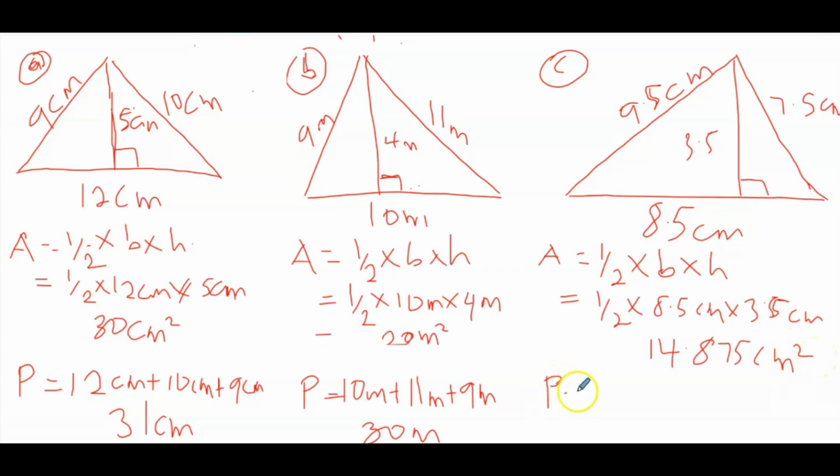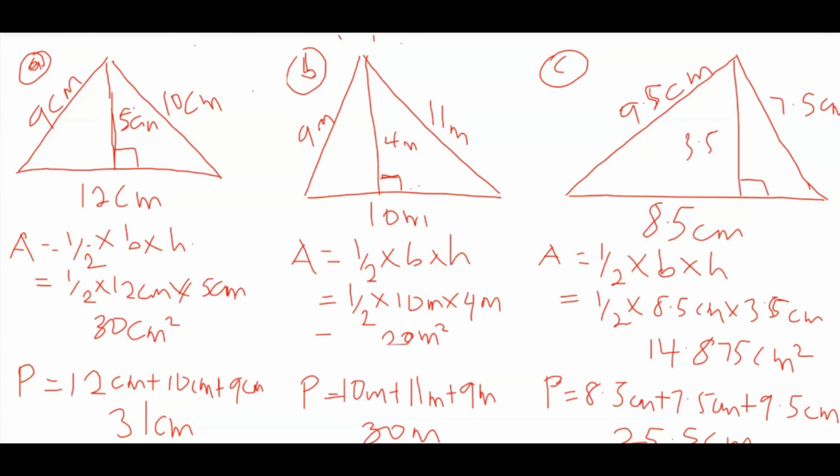Perimeter P is going to give us 8.5 centimeter plus 7.5 centimeter plus 9.5 centimeter. Let me write it well. When we add all of this, we get 25.5 centimeter. That's how we find the area and perimeter of a triangle.